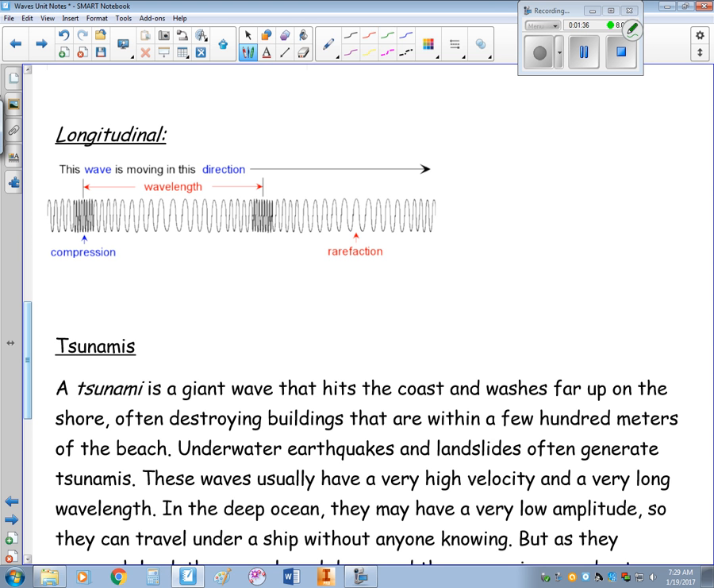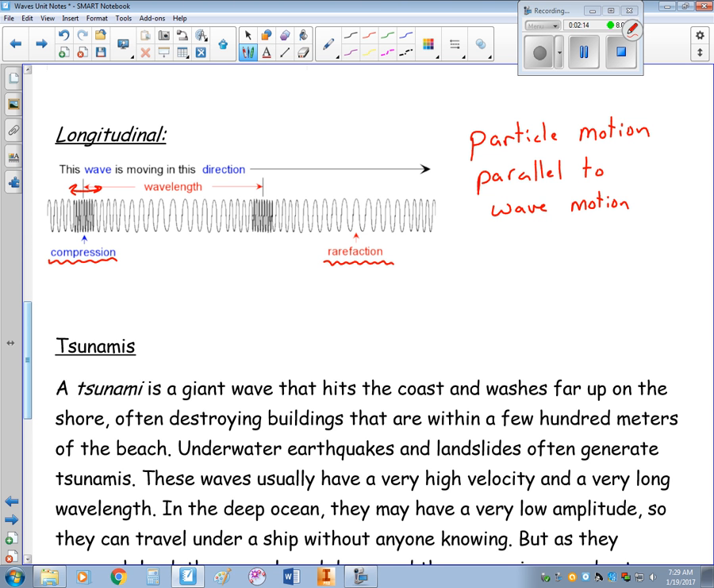Now we come to longitudinal. Here the particle motion is parallel to the wave motion. So here the particles are going to vibrate back and forth. Now, the region where the particles are smashed together, we call that the compression, and where they're stretched apart, we call that rarefaction.